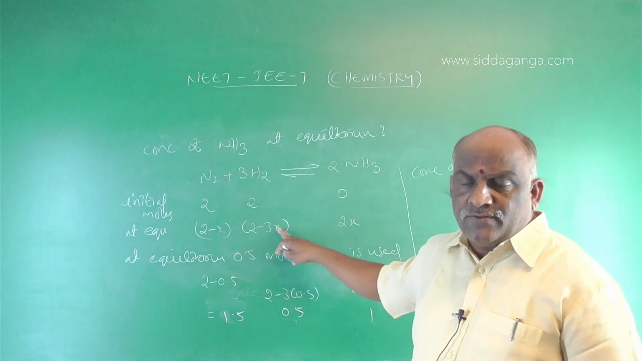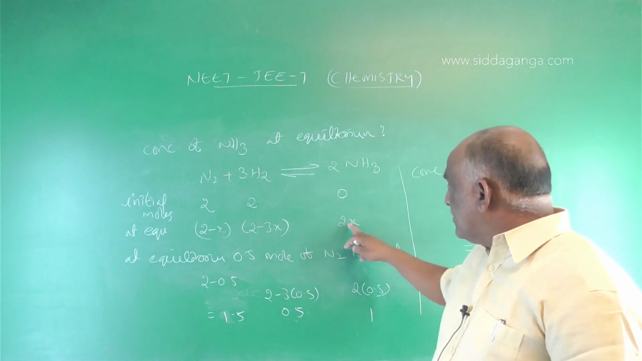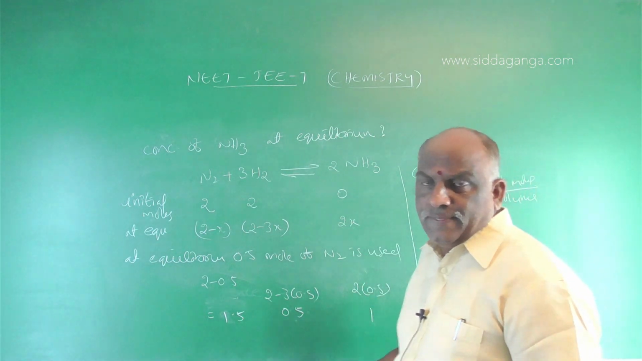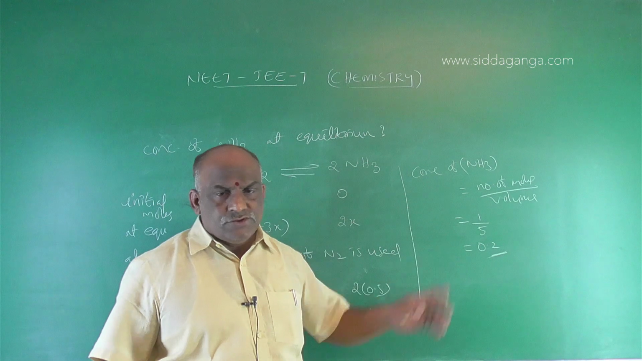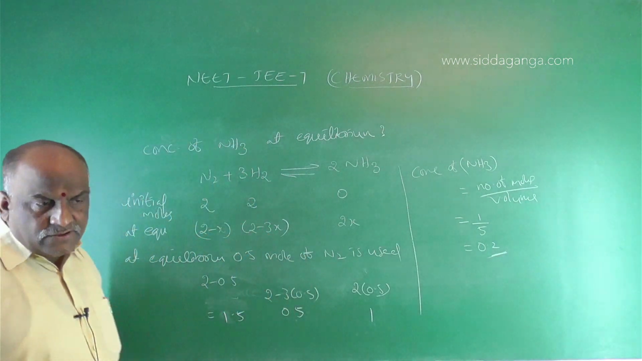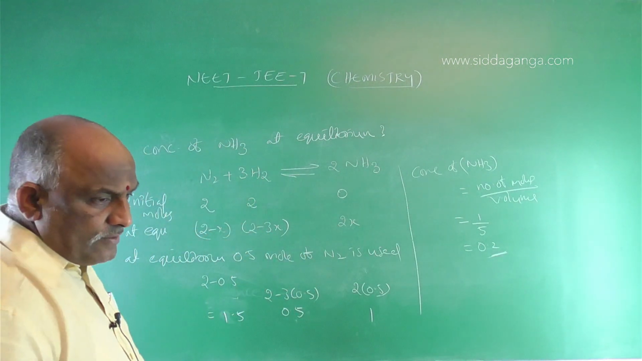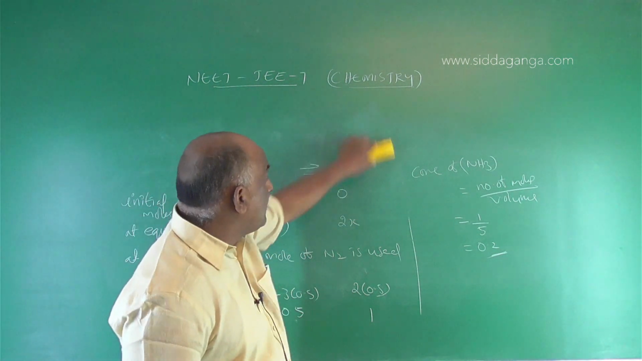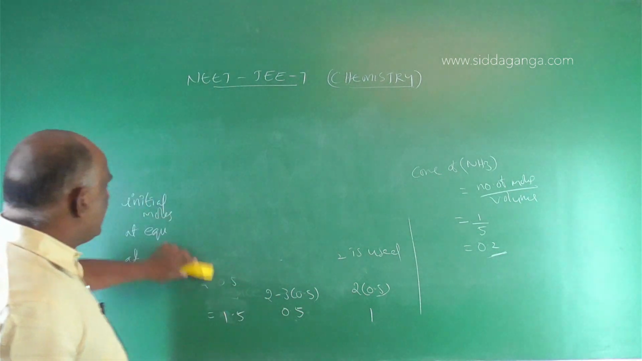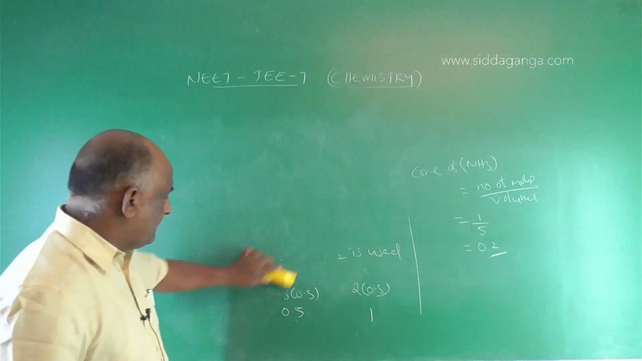2 minus 3 into half, 3 into half, 1 and a half. 2 minus 1 and a half means half. 2 into half is equal to 1. So 1 mole we will get at equilibrium, and 1 by 5, 1 by 5 is equal to 0.2. This is the right answer for the question on equilibrium constant. Answer 3 is right. This was an incomplete question, so you make a completion with that last line. And next.